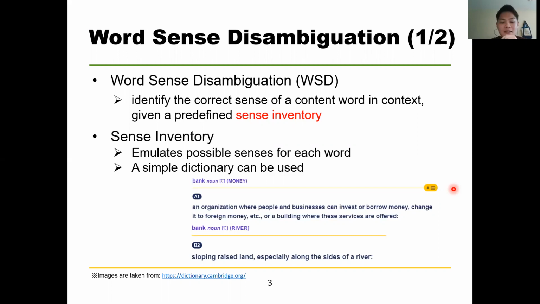As we just discussed in the introduction, the natural languages we are using are ambiguous, like the word aurora just introduced. So we need a task to tackle this problem, and we have the task called Word Sense Disambiguation, WSD in short. WSD is the task to identify the correct sense of a content word in context, given a predefined sense inventory. A sense inventory is a kind of database which enumerates possible senses for each word, and a simple dictionary can be used as the sense inventory to perform WSD, as the Cambridge dictionary shown here.